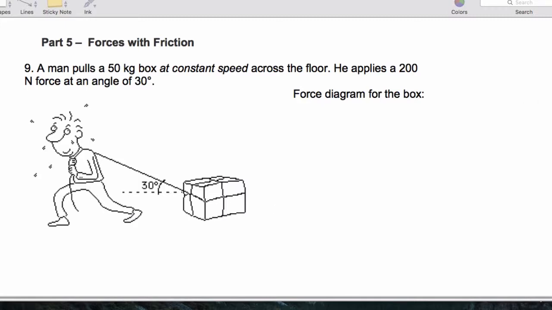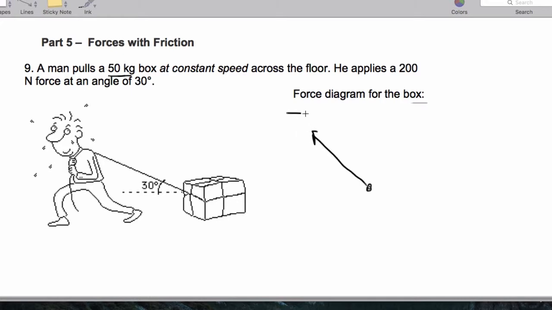All right. Forces with friction. Problem number 9. Let's go ahead and actually draw the free body diagram. We're talking about the box. So the force diagram looks like this.